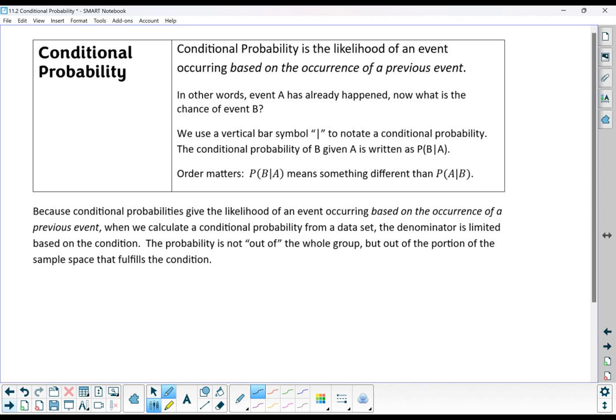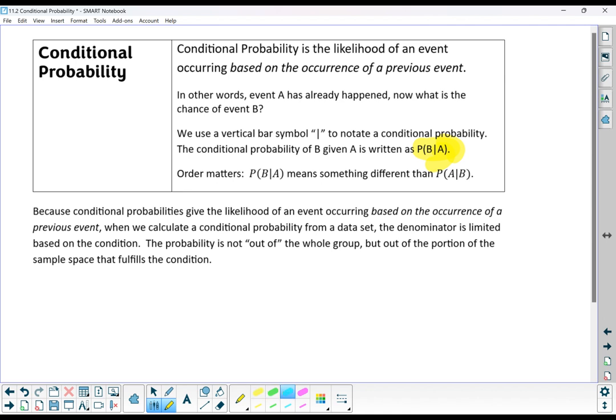Notationally, we use a vertical bar to symbolize conditional probability. So if we have the conditional probability of B given A, it's written like this. It's the probability of B, and then we have a bar and the A. When we read it, the bar is read as the word given. So that highlighted probability is read as the probability of B given A.